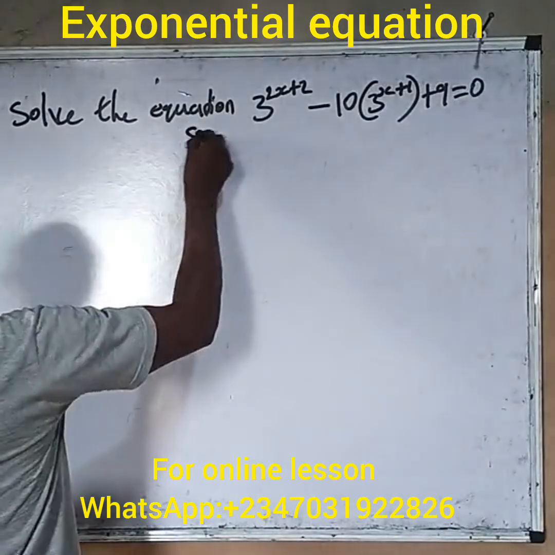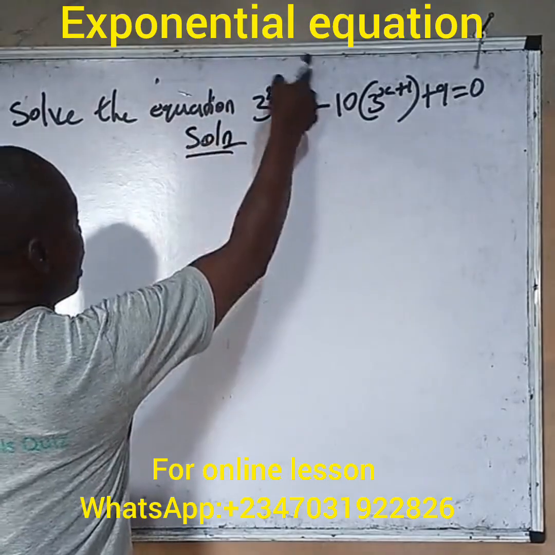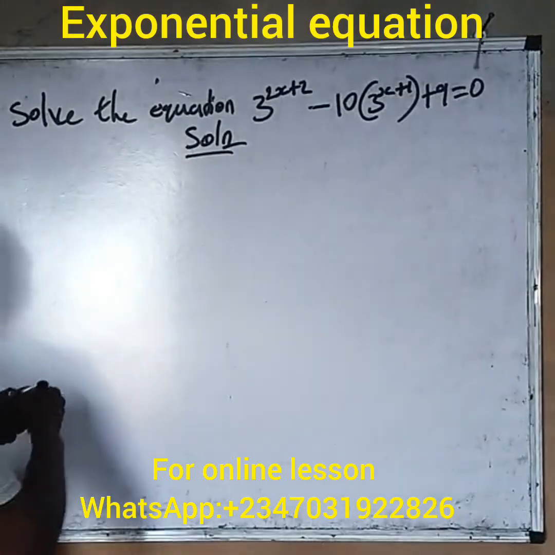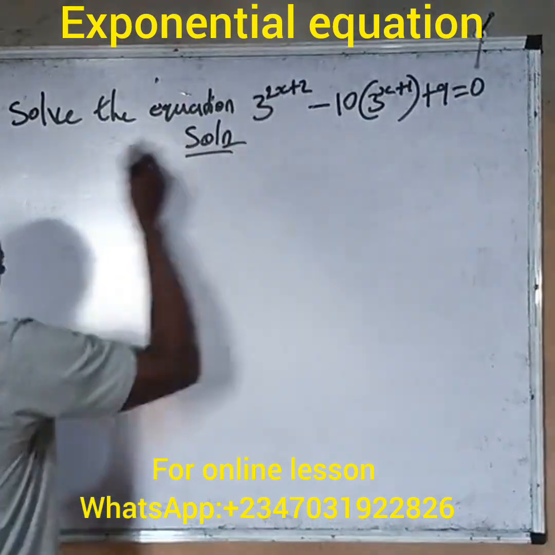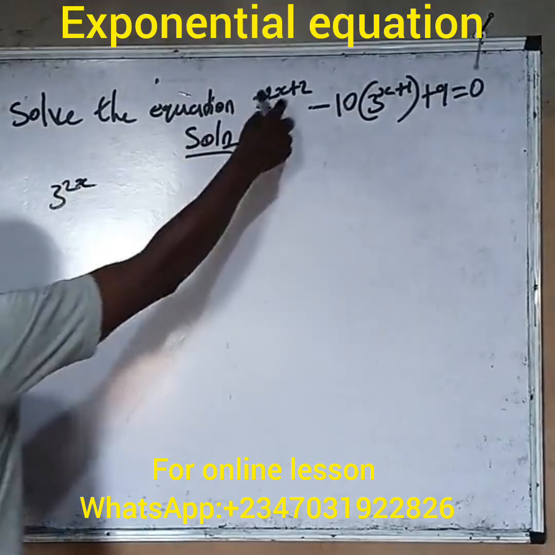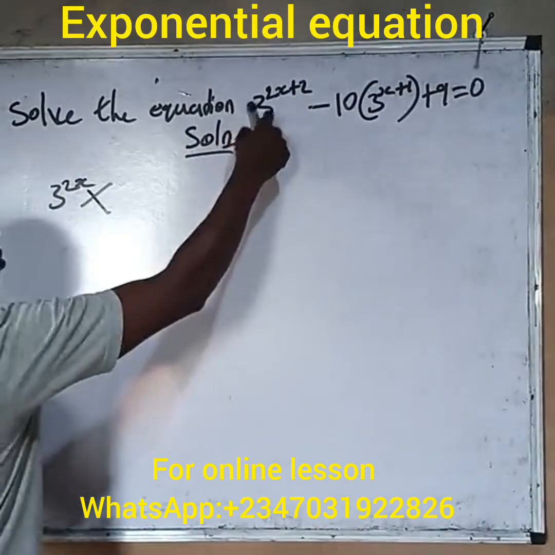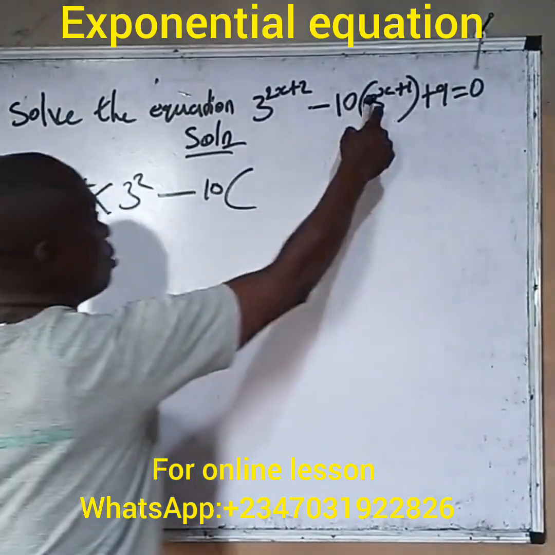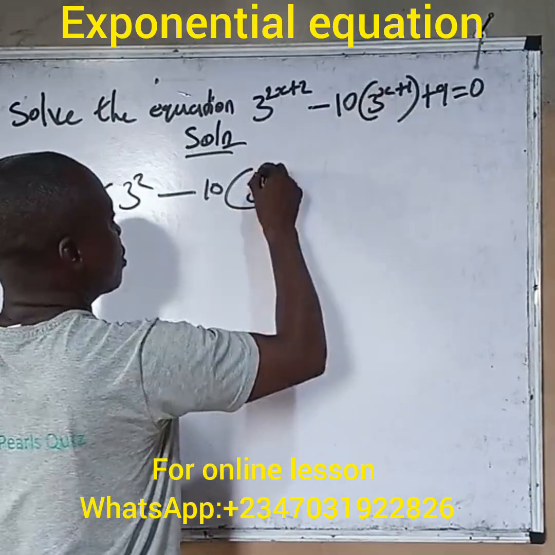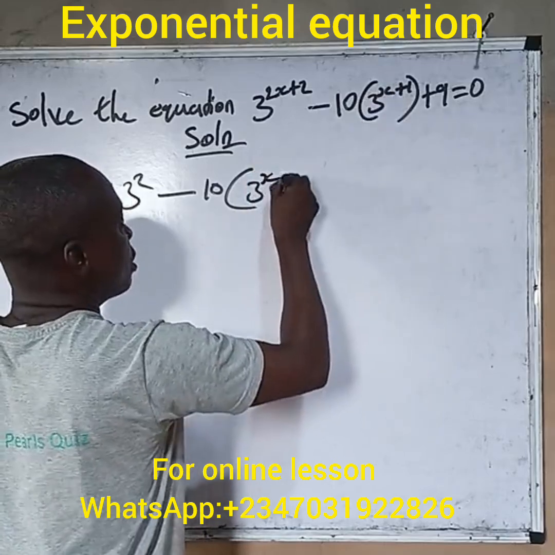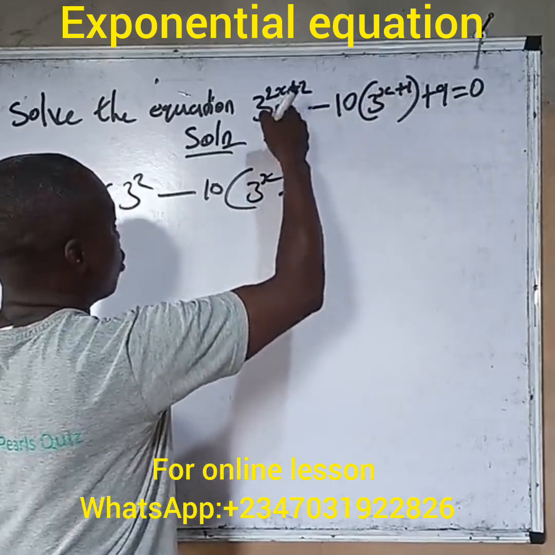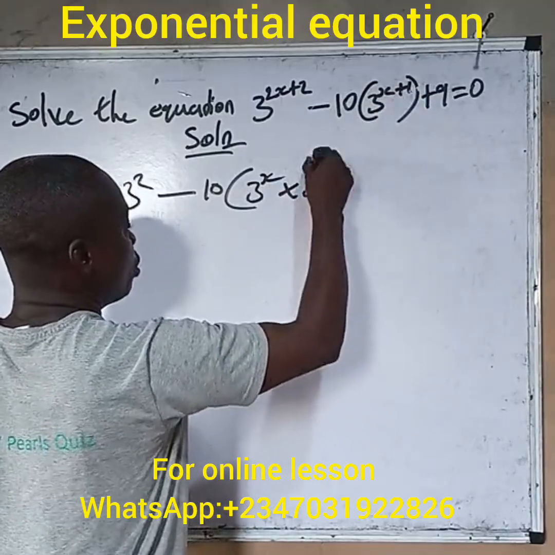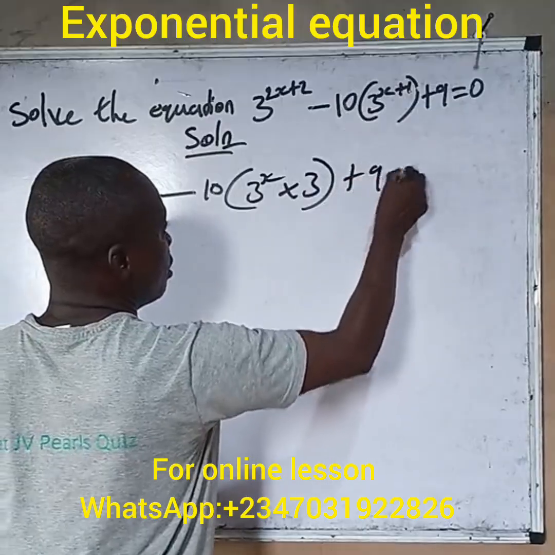Now the first thing you do is to apply the first law of indices here, which is the product law. We have 3 raised to power 2x. Because this is plus, I will put times here, then this 3 will be raised to power 2. Then minus 10 into 3 raised to power x. I will do the same thing here: because this is plus, I put times. Remember, if it is minus, I'll put divide. Then this 3 is raised to power 1. Since 3 raised to power 1 is 3, just write 3 there, plus 9 equals 0.